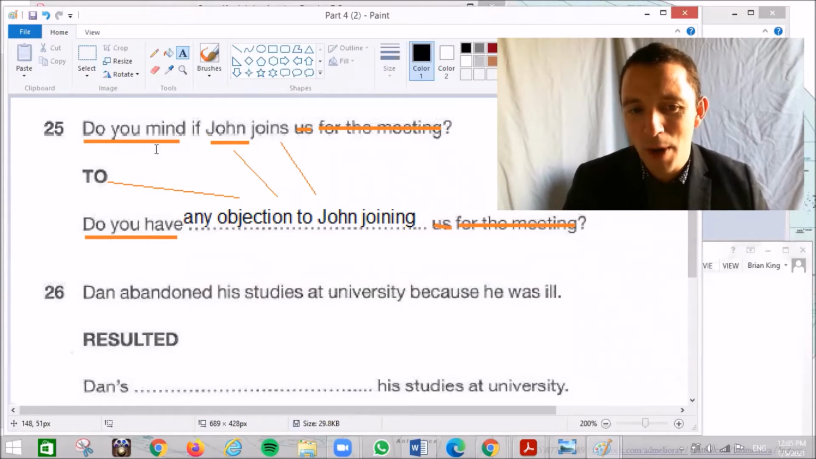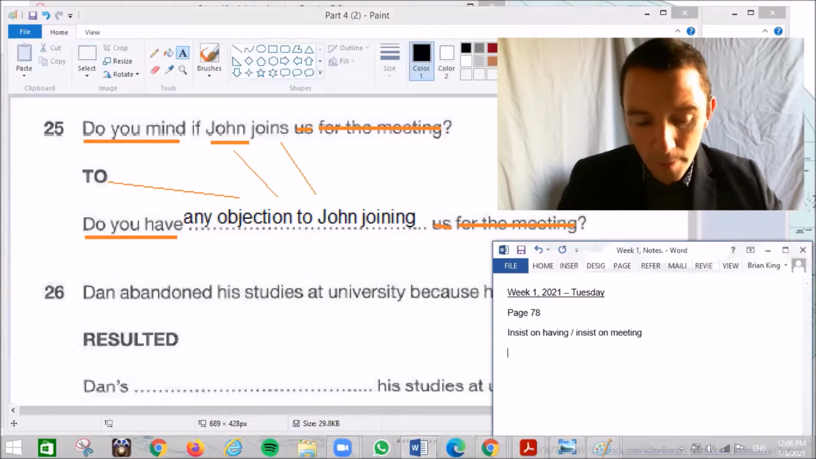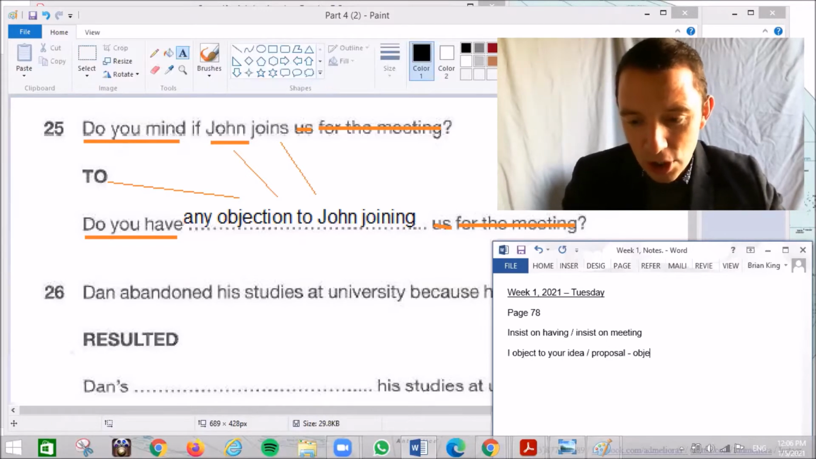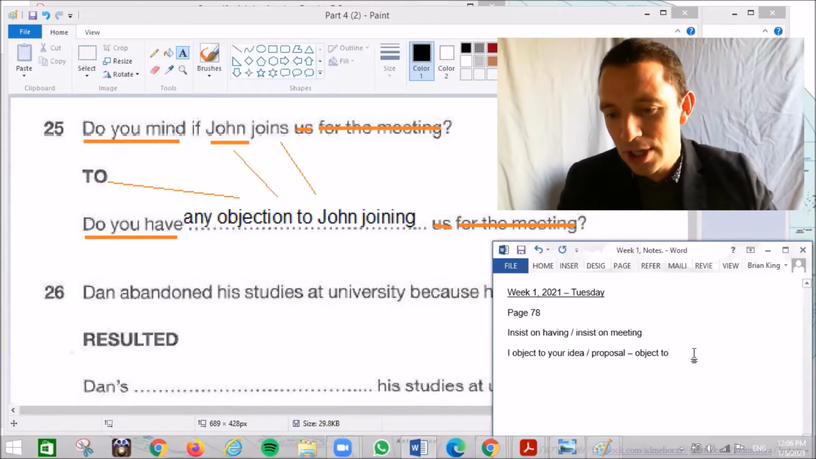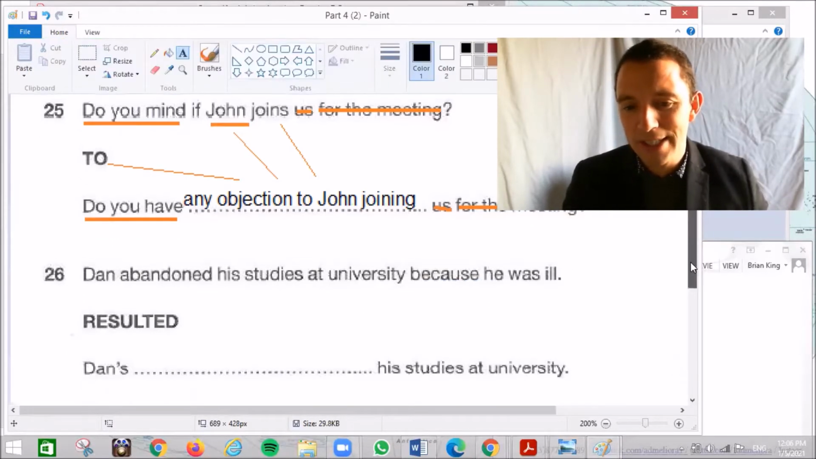well, in my opinion, for 25, it's a little tricky in relation to the detail of "any," and hopefully you know the structure "object to." Okay. So I object to your idea or your proposal. So that is really the structure, object to. And if you know this structure, it's easy. But if you don't know it, it's more complicated. Okay, so let's move to 26.